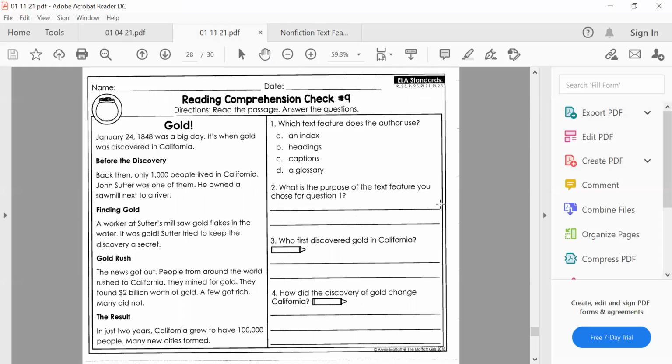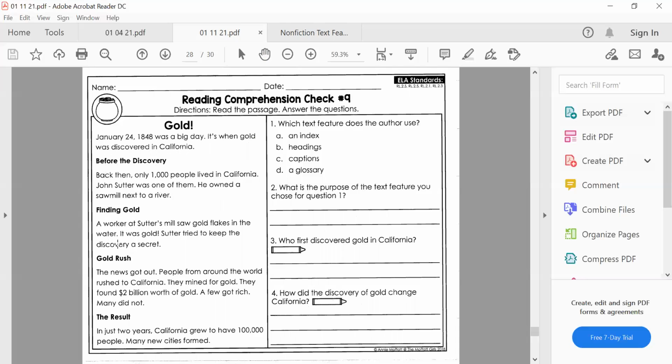Now that we have previewed the questions, let's go back to the passage and read the passage, thinking about those questions as we read. Let's start with the title. Gold. January 24th, 1848 was a big day. It's when gold was discovered in California. Before the discovery. Back then, only 1,000 people lived in California. John Sutter was one of them. He owned a sawmill next to a river.